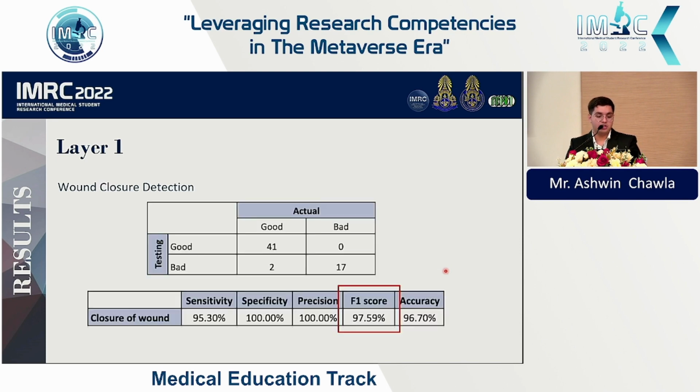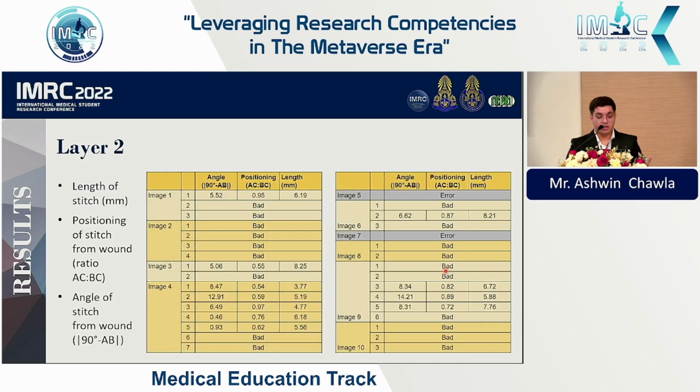For our wound closure detection, the AI had a sensitivity of 95.3, a precision of 100%, and an F1 score of 97.59%. And these are the results of our layer 2, or the length of stitch, positioning of the stitch from wound ratio, AC to BC, the angle of the stitch from the wound.